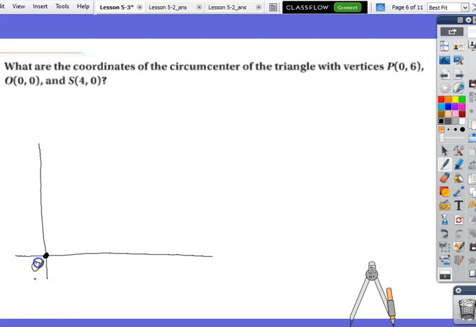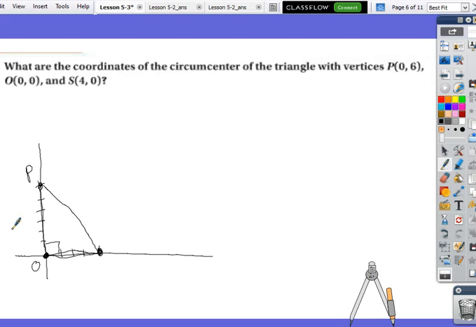So that's point O. And then point P was 0, 6, 1, 2, 3, 4, 5, 6. Here's point P, and then point S is 4, 0. So 1, 2, 3, 4, 0. And here I have a right triangle. Pretty atrociously drawn, but you get the idea.